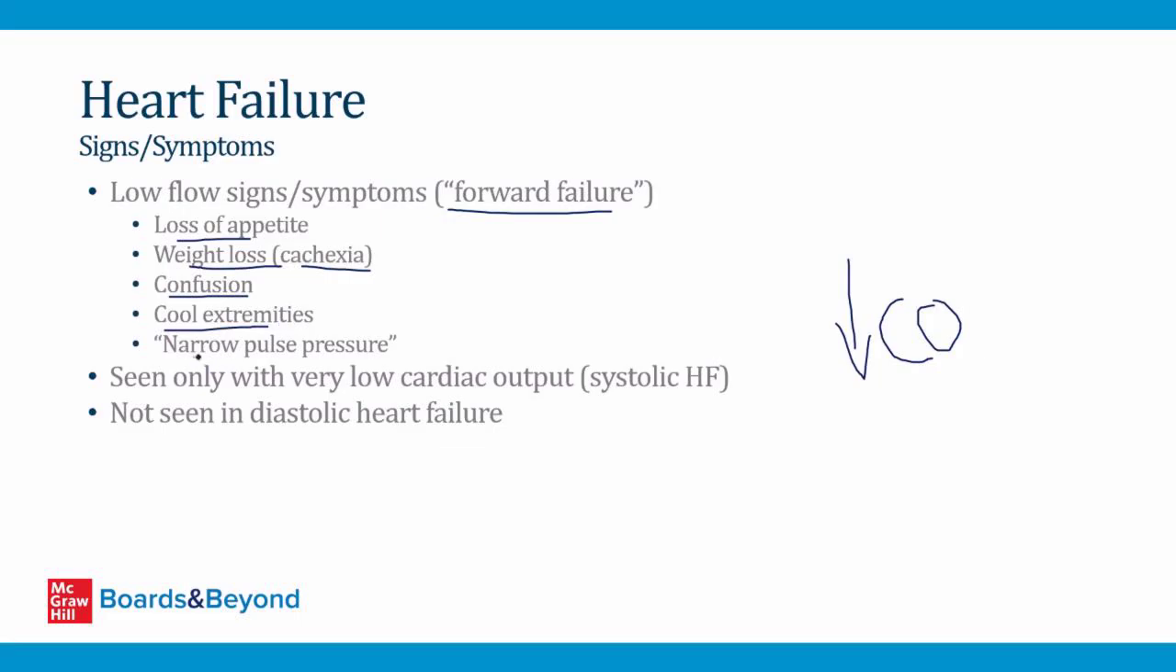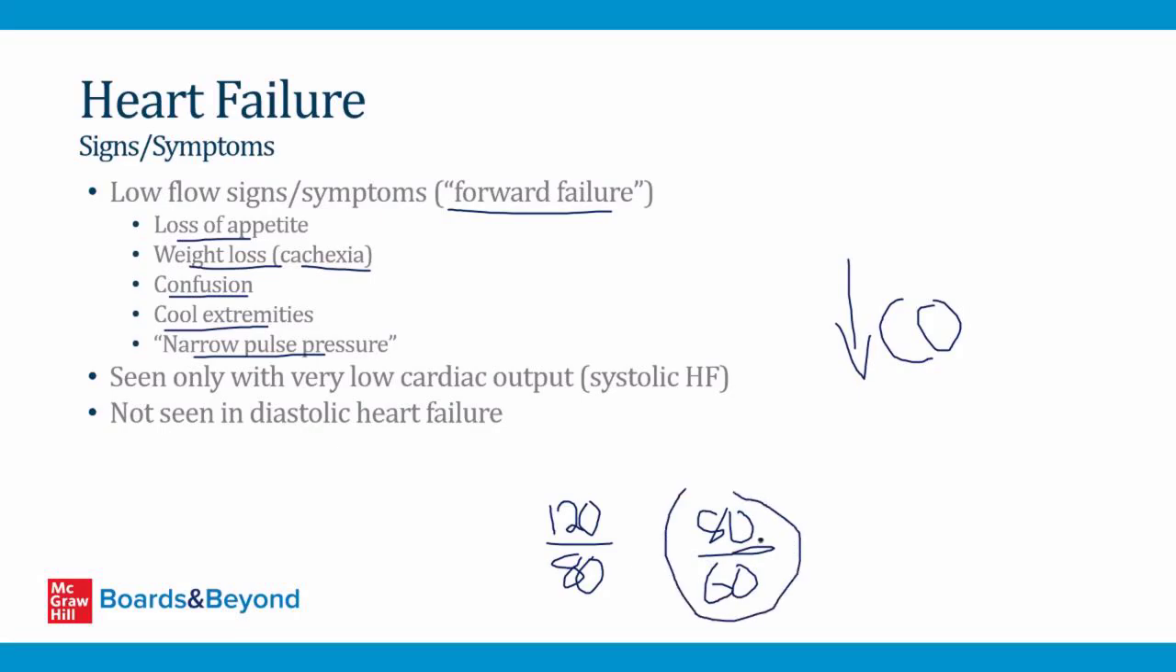And patients can have a very narrow pulse pressure. Pulse pressure is the difference between the systolic and diastolic pressure. So normal pulse pressure in a patient with a normal blood pressure of 120/80 would be 40. But in a patient with severe low flow heart failure, they could have a blood pressure of something like 80/60. In other words, the pulse pressure is only 20. And that's what happens when you have a very low cardiac output. You get a very tiny difference between the diastolic and systolic pressure. That's called a narrow pulse pressure.